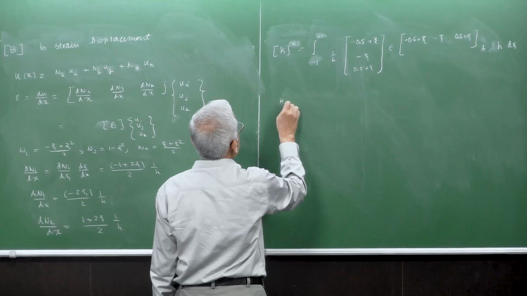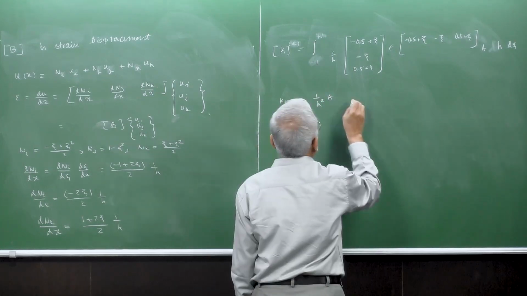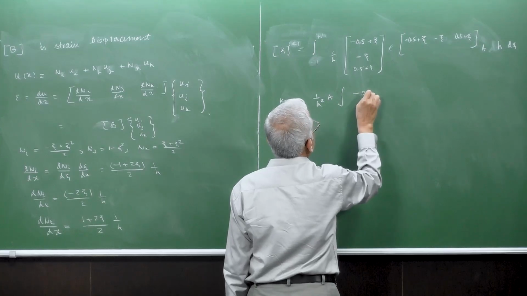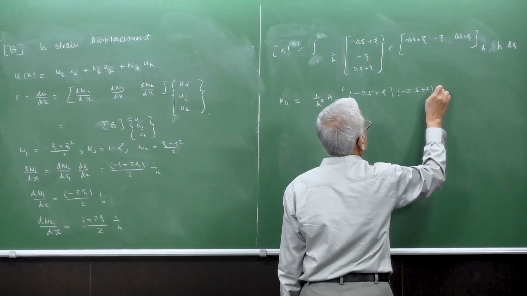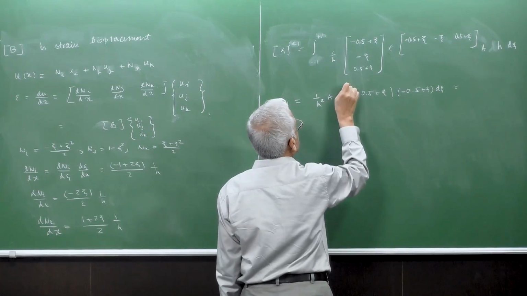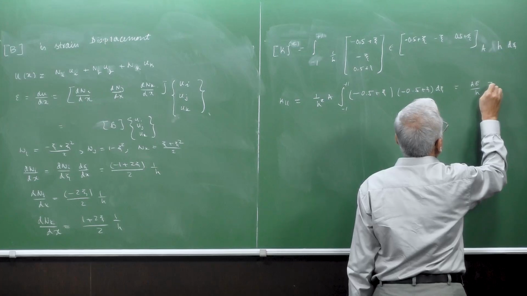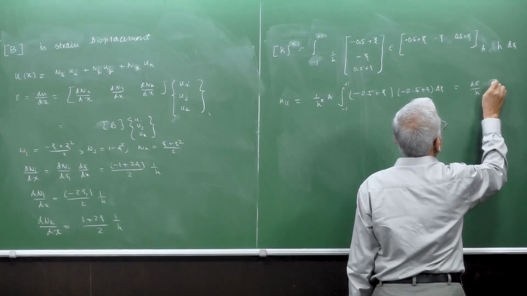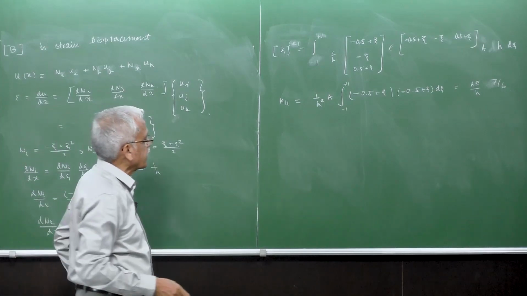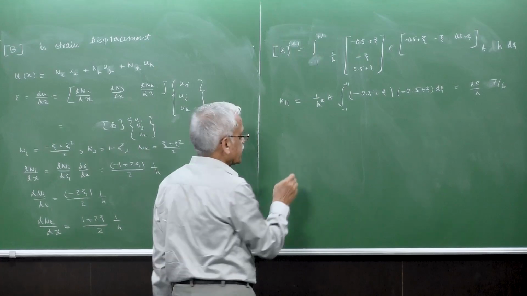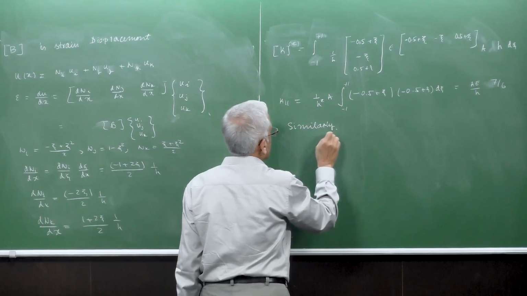For example, if you want k11, it is nothing but 1 by h square and A here, times (-0.5 plus xi) times (-0.5 plus xi), integrated. So this becomes 7 by 6. So this is for k11. Similarly, you calculate all the other terms.